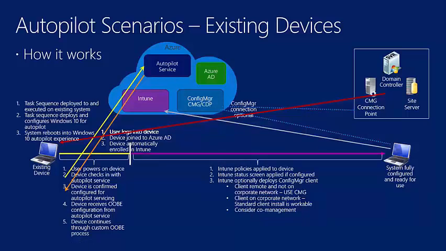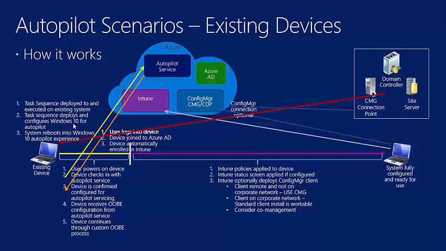So what happens is the task sequence is deployed to and executed on an existing Windows 7 device. That task sequence deploys and configures Windows 10 for Autopilot. When I say configure, it's going to drop down a JSON. You have to configure the JSON externally, which I'll show you how to do. And then it drops that JSON on the device. That JSON will say which deployment profile needs to be executed against the device.